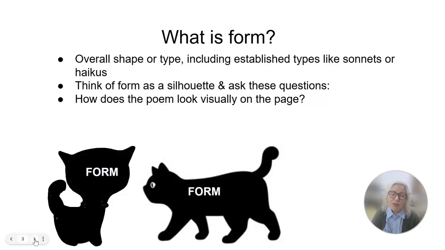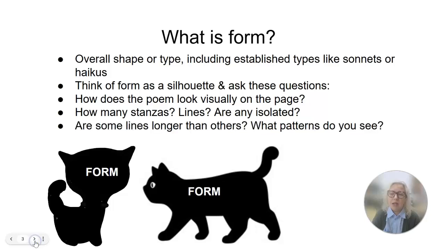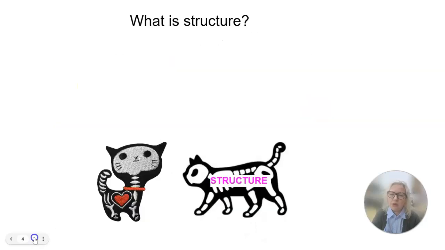How does the poem look visually on the page? How many stanzas are there? How many lines? Are any lines, words, stanzas isolated? And are some lines longer than others? What patterns do you see? So those are all some good questions to ask with form.